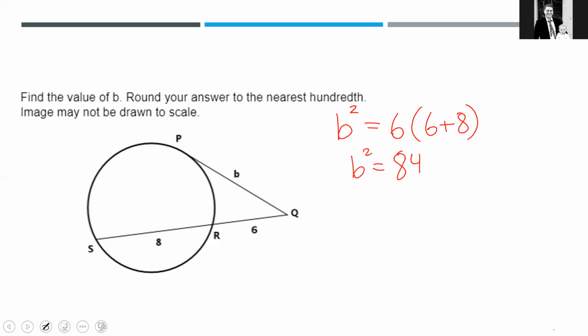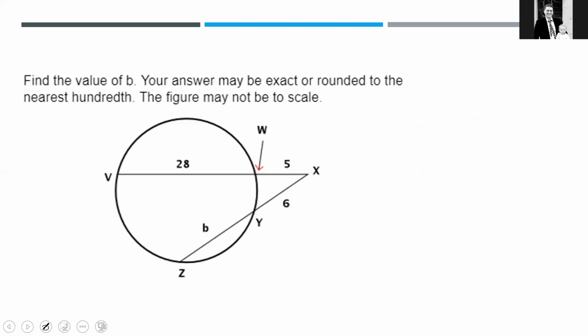How are we going to undo that square? Well, we will take the square root. And b will be equal to 9.165 such and such and such and such. We went around to the nearest hundredth. So that'll be approximately 9.17 because the 5 will make the 6 round up.